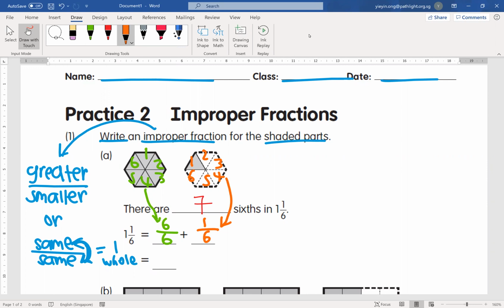Okay. Then when we add them up, remember, denominator remains the same. So denominator stays at 6. And numerator is 6 plus 1 gives me 7. Okay. So we can either write it as a fraction form, which is 7 out of 6, or 7 sixths. Okay, both are correct. So you can write the answer as either.